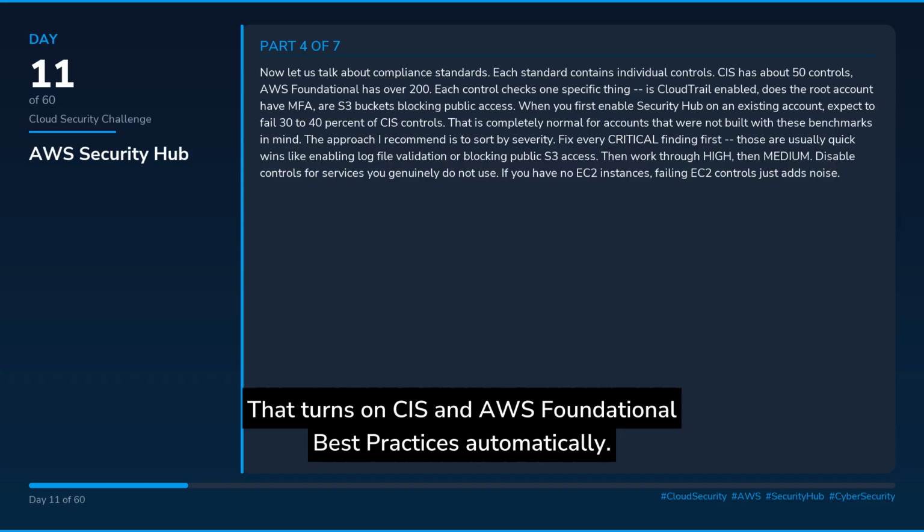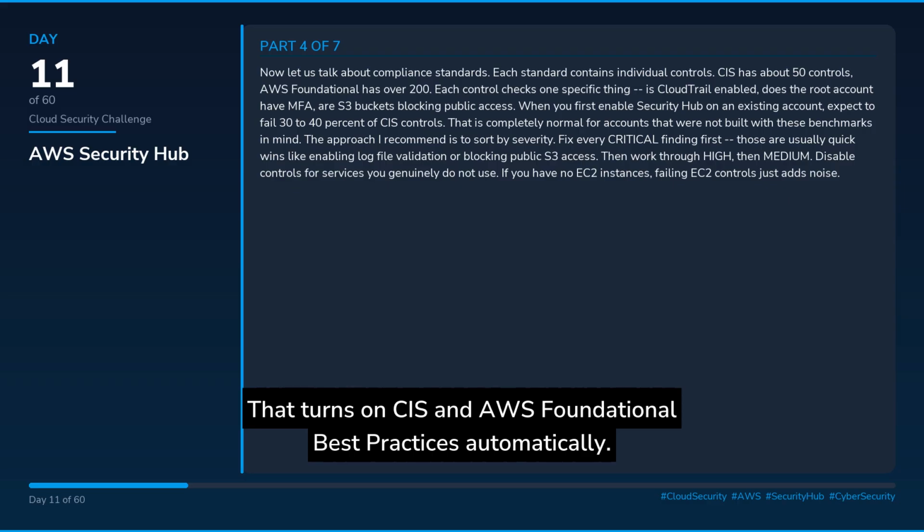Now let us talk about compliance standards. Each standard contains individual controls. CIS has about 50 controls, AWS Foundational has over 200. Each control checks one specific thing: is CloudTrail enabled? Does the root account have MFA? Are S3 buckets blocking public access? When you first enable Security Hub on an existing account, expect to fail 30 to 40% of CIS controls. That is completely normal for accounts that were not built with these benchmarks in mind.